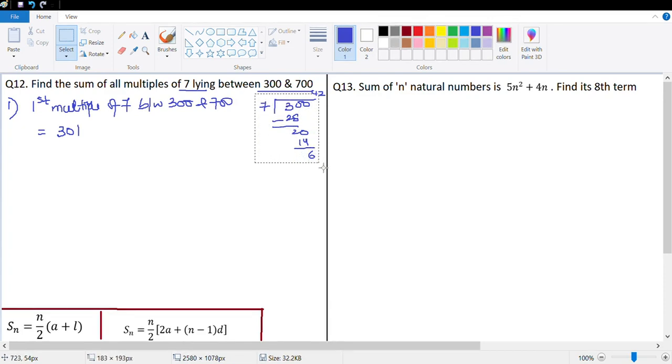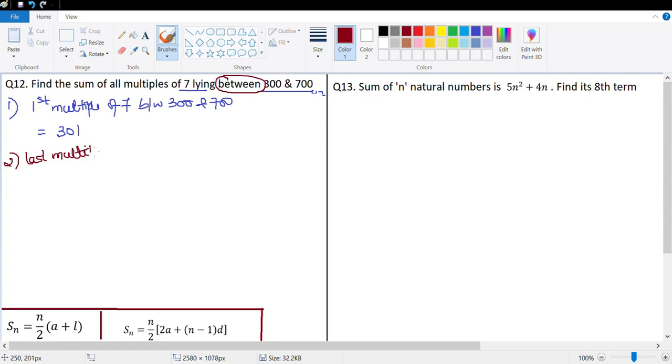Next, we need to calculate the last multiple. Now, clearly, the last multiple is 700, but this basically is a trick question with playing of words with English. It says between. Now, 700 is not between 300 and 700. If you need a number between 300 and 700, it has to be less than 700, which means the last multiple of 7 between 300 and 700 will be L equal to 700 minus 7, which is 693, and the first multiple was 301.